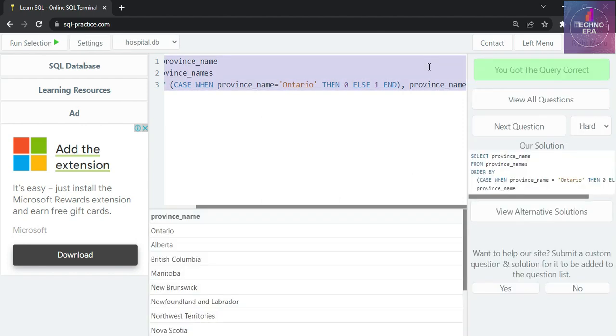Now we will execute this. Yeah, we have successfully solved the problem.